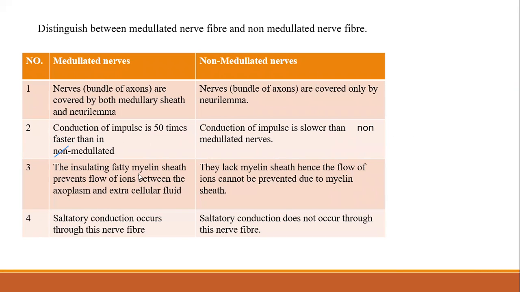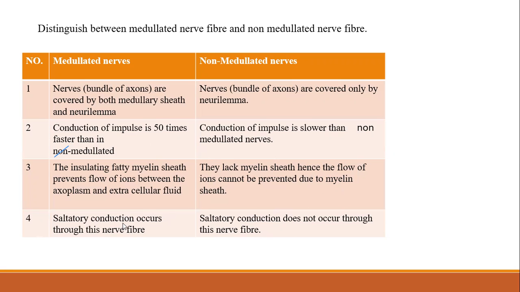Then, the insulating fatty myelin sheath prevents what? The work of the myelin sheath is that it prevents the flow of ions between the axoplasm and the extracellular fluid. Extracellular fluid is the fluid outside the axon, and axoplasm is the fluid inside the axon. So that there is no continuous flow of ions between them, the myelin sheath acts as insulation. Where the myelin sheath is absent, there will be continuous flow of ions between the axoplasm and the extracellular fluid.